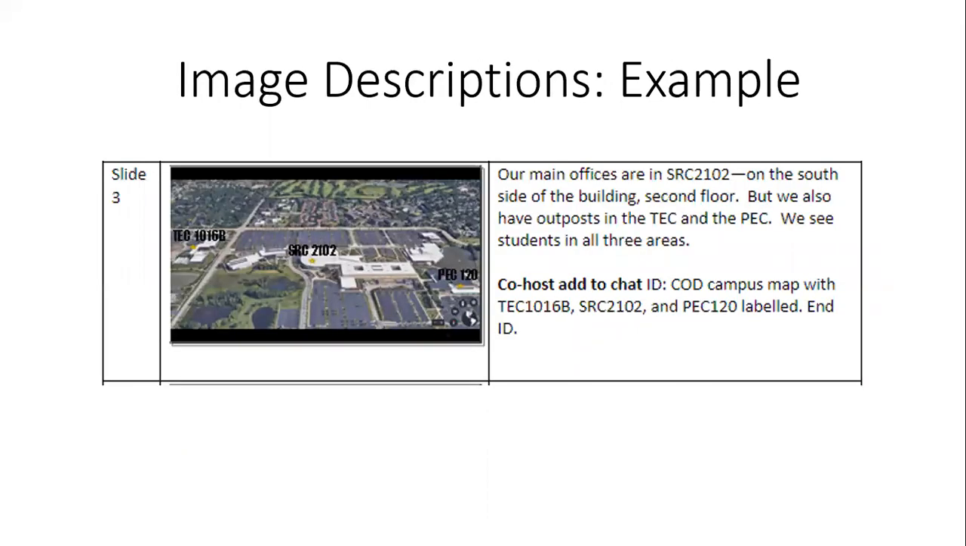Let's say you want to use a chat image description instead of a narrative image description for that map. When you look at the map, instead of writing what the workshop leader would say, write what the co-host would put in the chat. If the co-host has this script by them during the presentation, they can copy and paste straight from there.